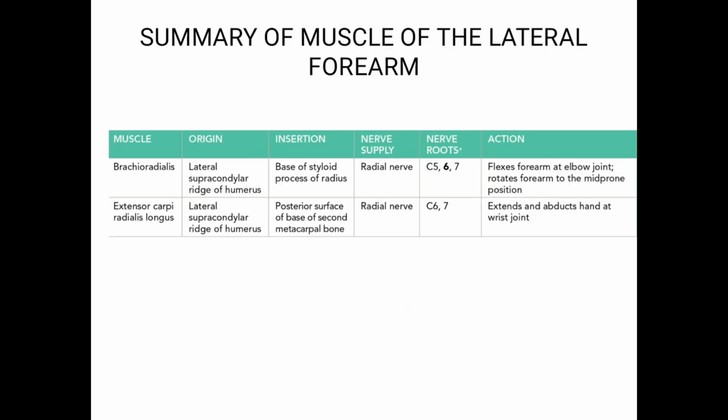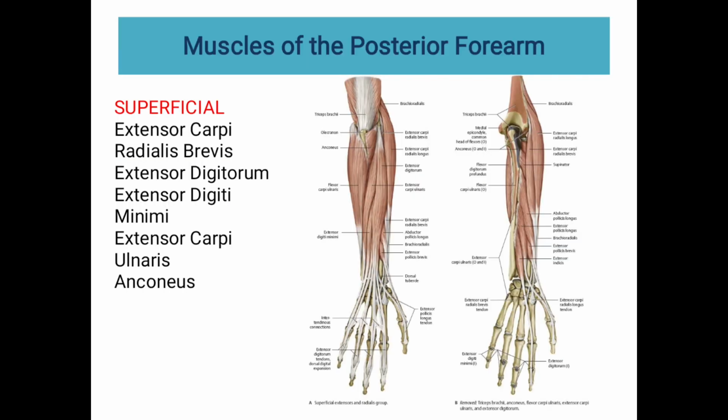So you only have two muscles of the lateral forearm: the brachioradialis and your extensor carpi radialis longus. They have the same origin. They have the same nerve supply. Of course, your brachioradialis only inserts in the styloid process and doesn't cross the wrist. But in contrast, your extensor carpi radialis longus crosses the elbow and the wrist, so it can also move the wrist. So that's your lateral forearm.